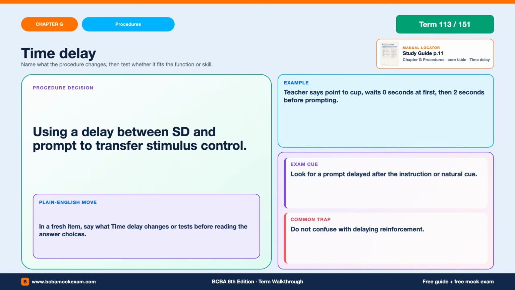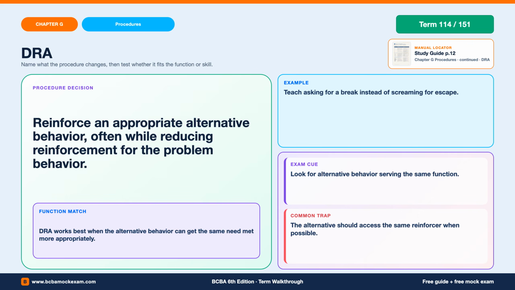So in an exam item, let the wording guide you. If the stem is pointing to a prompt delayed after the instruction or natural cue, use that detail to decide. The short rule is wait before helping so the natural cue can take control.